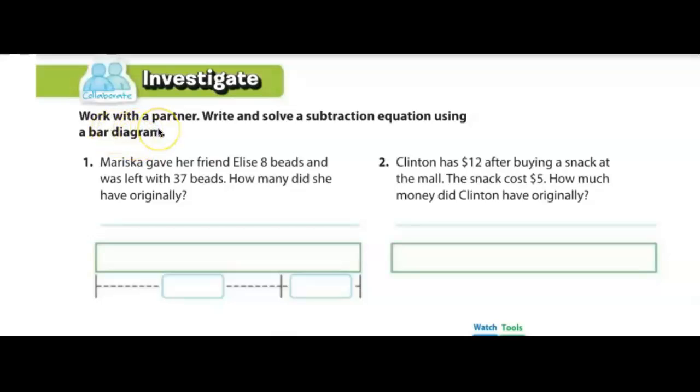Now, ideally, if we were all together, we'd work with a partner, but we're going to do this together as a group. We're going to write and solve a subtraction equation using the bar diagram. So for number 1, it says Mariska gave her friend Elise 8 beads and was left with 37 beads. How many did she have originally? This sounds very familiar to the previous problem. So I want you to fill in this diagram and then answer the question for me. How many did she have originally? Go ahead and do that for me, please.